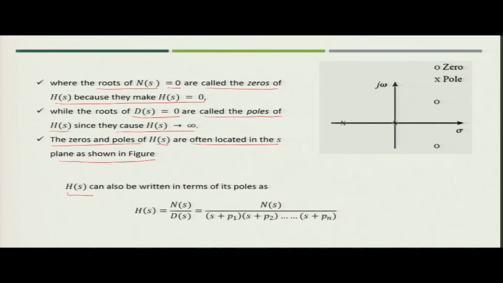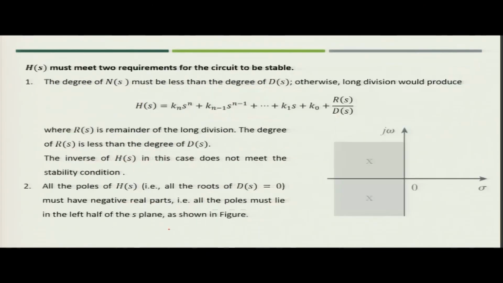Now, H(s) can be written in terms of its number of poles. Suppose there are n number of poles. The numerator will remain there, but the denominator you can separate out in the form of (s plus p1), (s plus p2), and so on, if there are n number of poles. So, you can represent the denominator like this. Now, what are the criteria? There are two basic requirements for the circuit to be stable. First is that the degree of N(s), that is the numerator, must be less than the degree of the denominator.